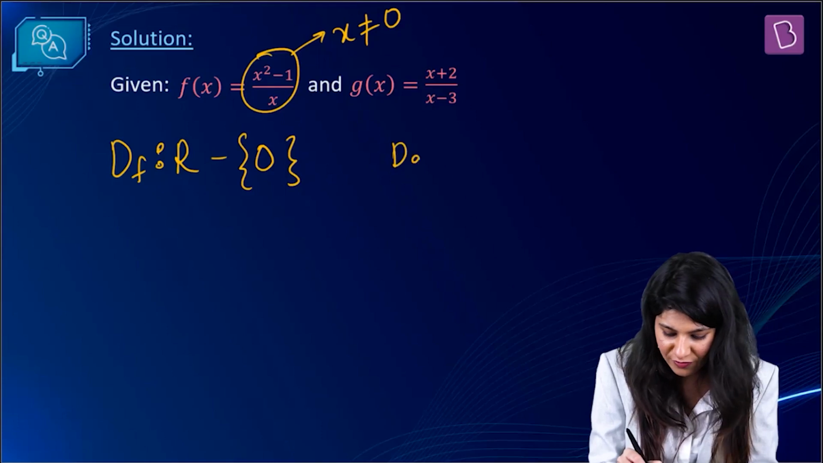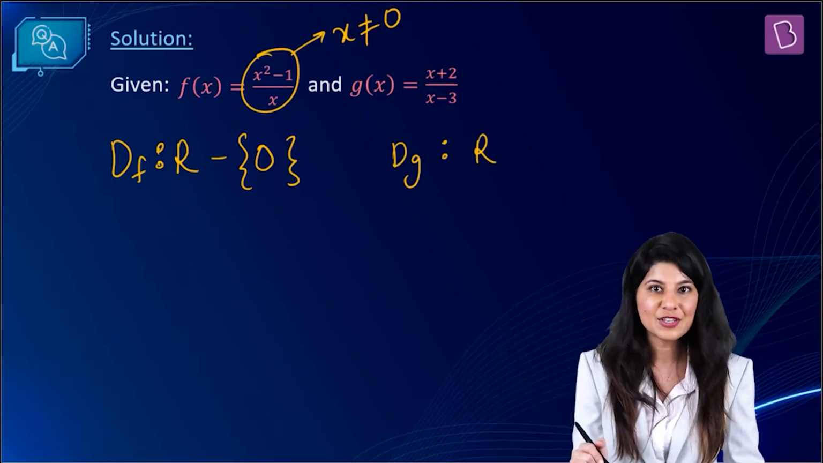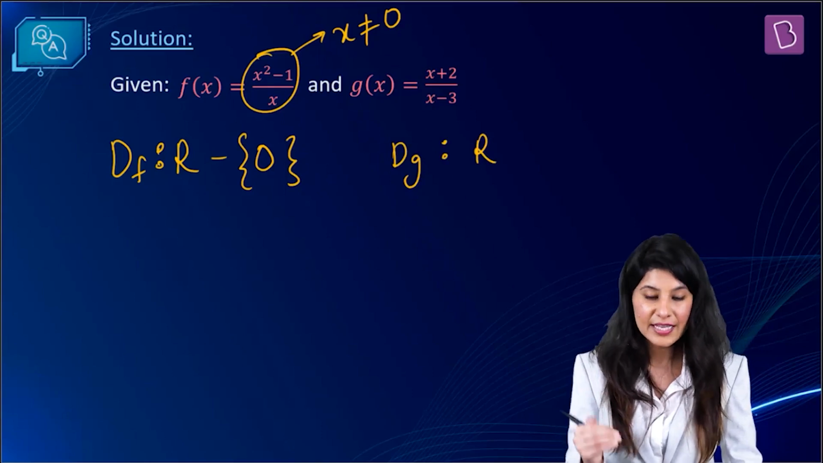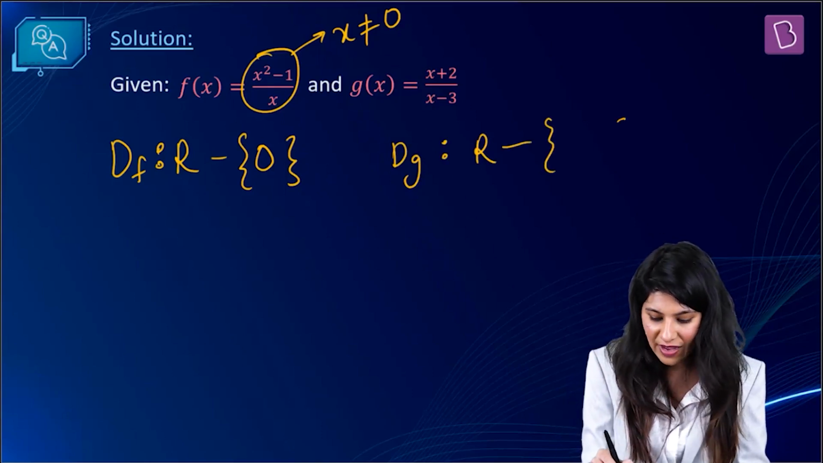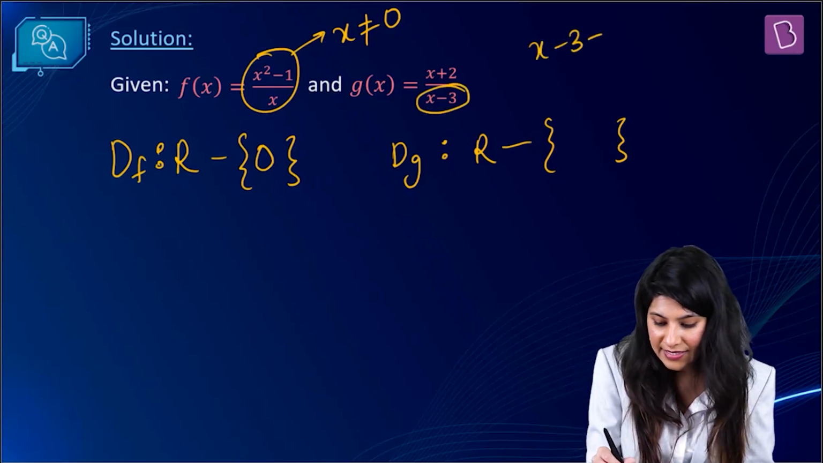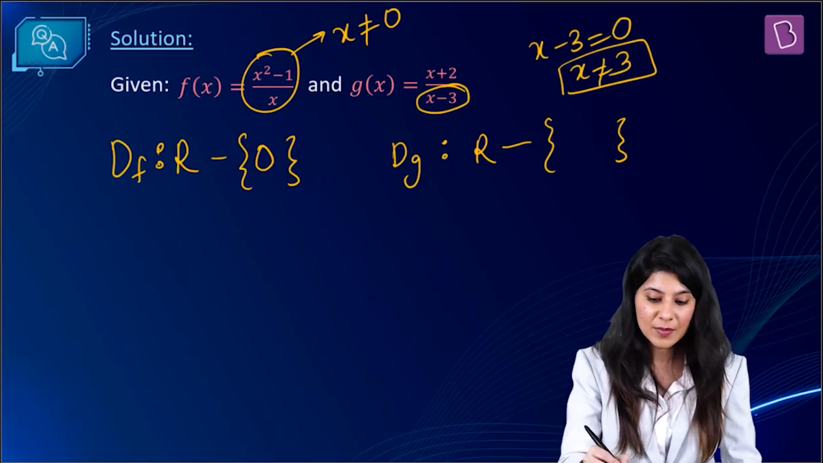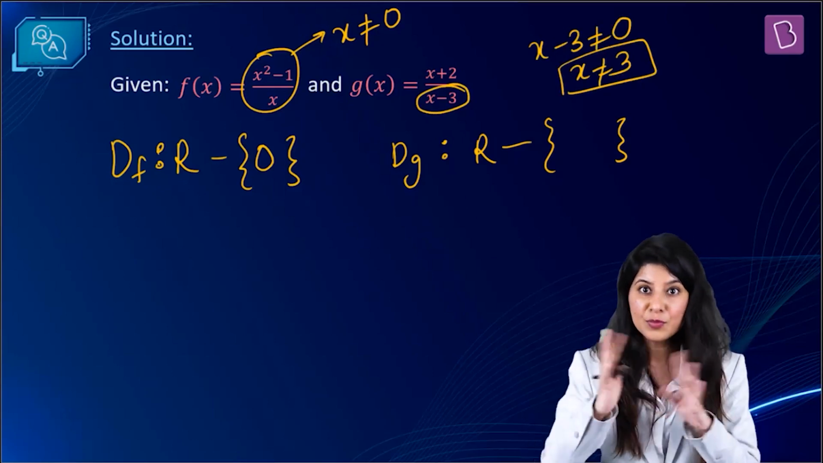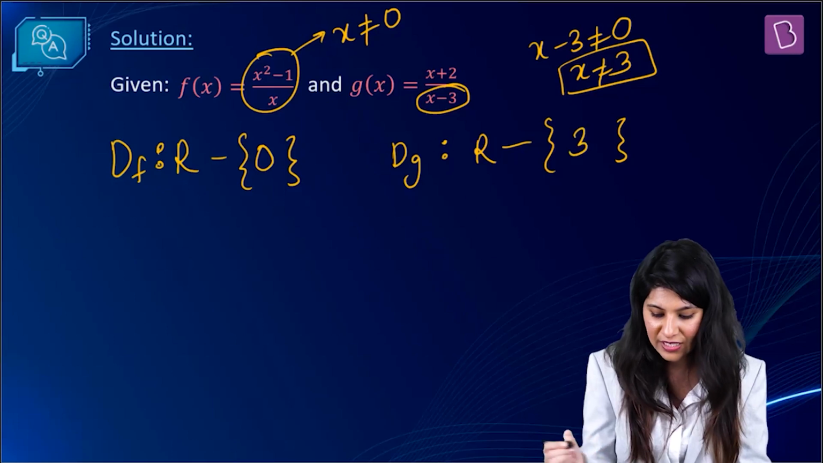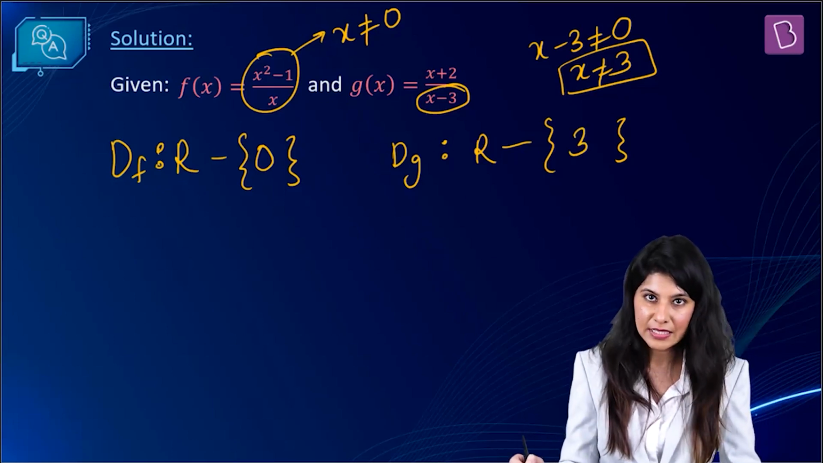Let's talk about the domain of g in a similar manner. Same, all reals, because this is a rational function, linear by linear form. All reals except those values where the denominator is 0, and the denominator is 0 when x equals 3. That means x cannot be equal to 3. We need to remove 3 from the domain of g. So this is R minus 0. This is R minus 3.